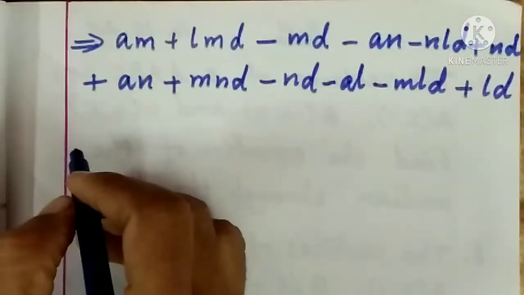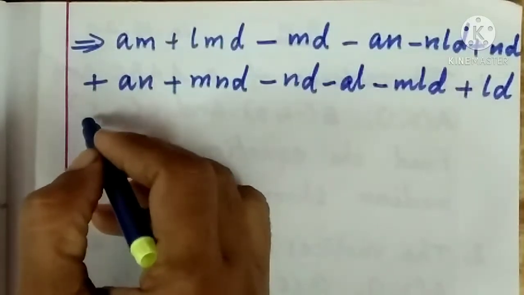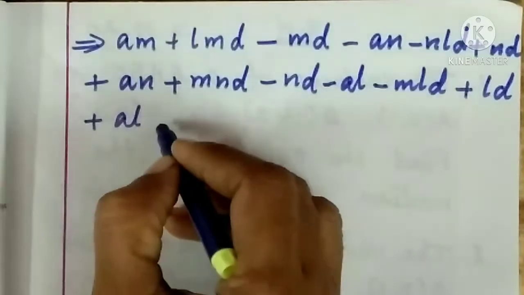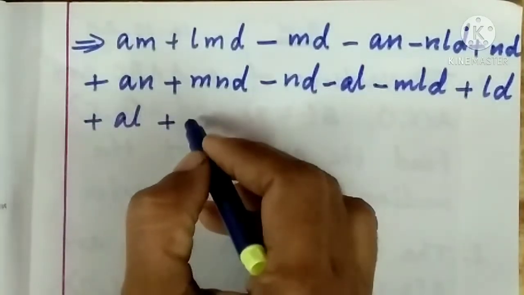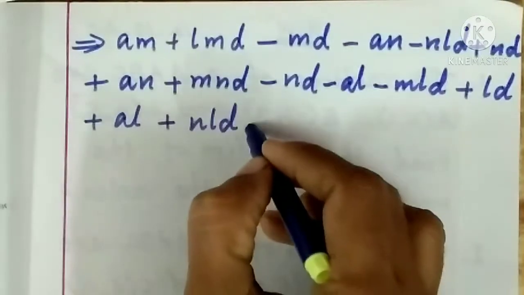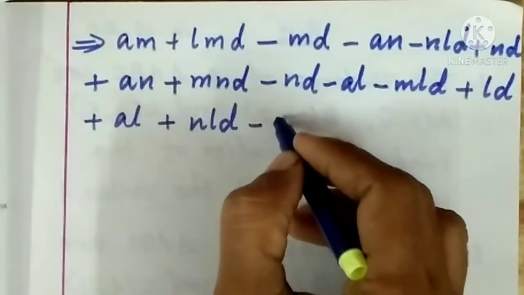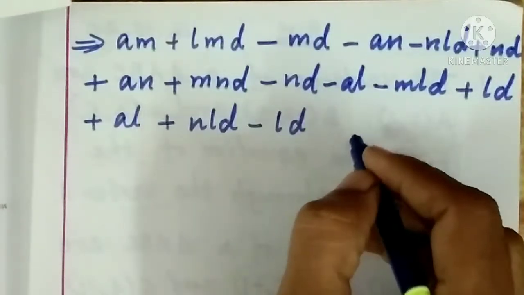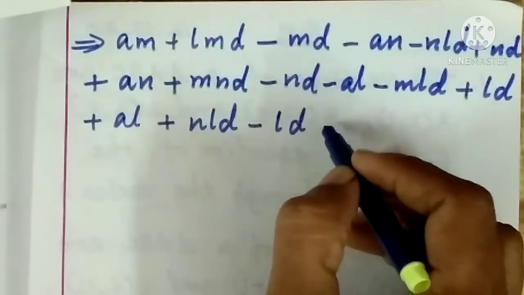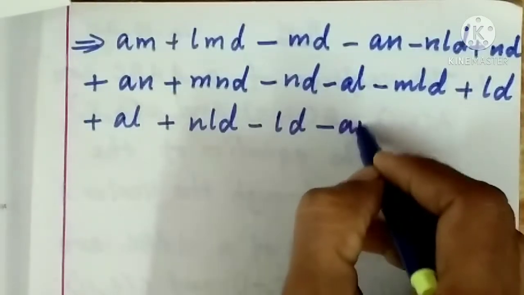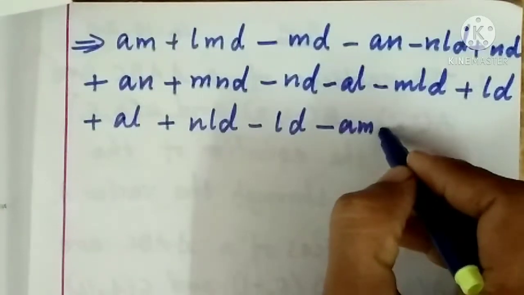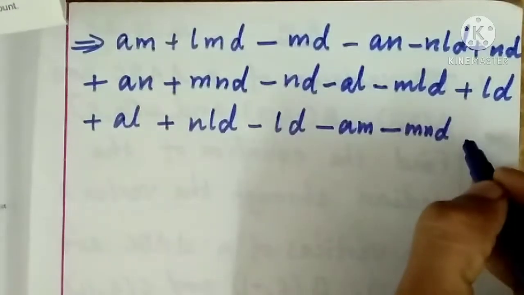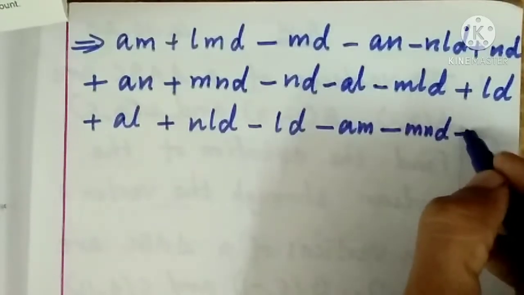Next you have to multiply the last term, that is plus L into a: al, plus L into nd: nld, minus L into ld: ld, then minus m into a minus am, minus m into nd minus mnd, minus m into minus d plus md.